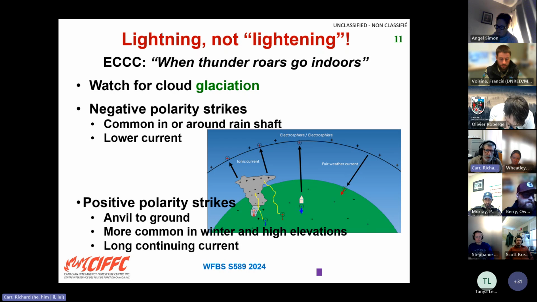And positive polarity strikes, I guess, just at the bottom there, talked about the anvil to ground discharge. More common in the winter and higher elevations, and of course, you're probably not out there fighting fire too often in the winter, and thunderstorms in general are a little less common in the winter, but maybe if you move to further southern latitudes, maybe it's a bit more of a problem down there.